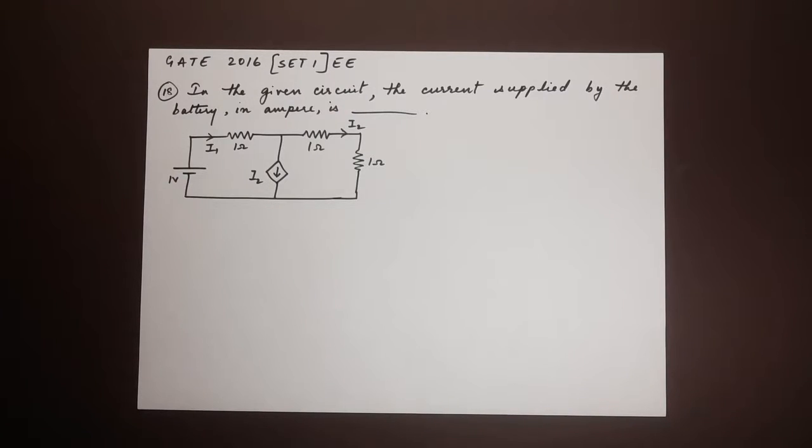Here's the next question, number 18. In this given circuit, the current supplied by the battery in amps is dash. Again, this is not a multiple choice question, so we will have to work it out.